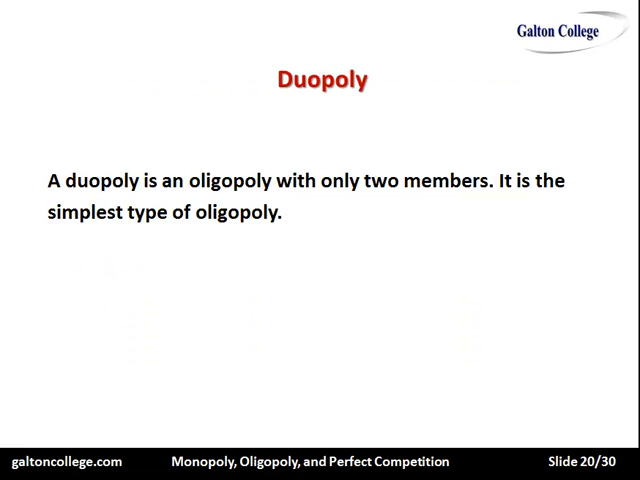A duopoly is a special case of oligopoly. This is one where there are only two members. The name suggests a duopoly, two members. It's the simplest type of oligopoly. There are just two producers, in which case they are acutely aware of each other's existence and watch each other very carefully.